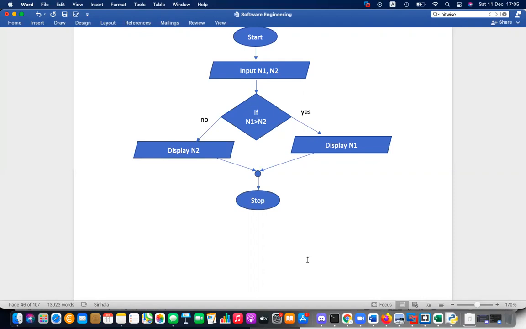So what is the outcome of this flow chart? Sirimevan, what is the outcome? Either N1 or N2. Yeah, it's printing either N1 or N2. That is true, but what is the broad idea? Out of two numbers, which number is it selecting?